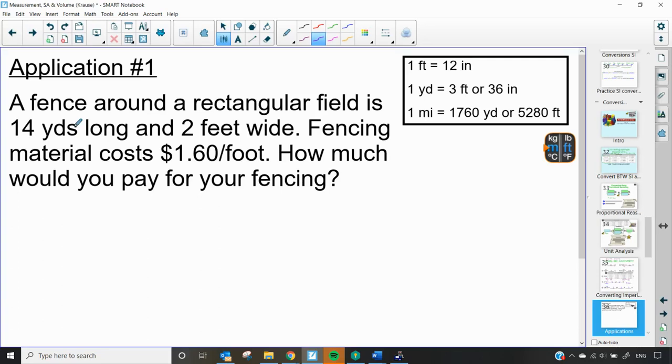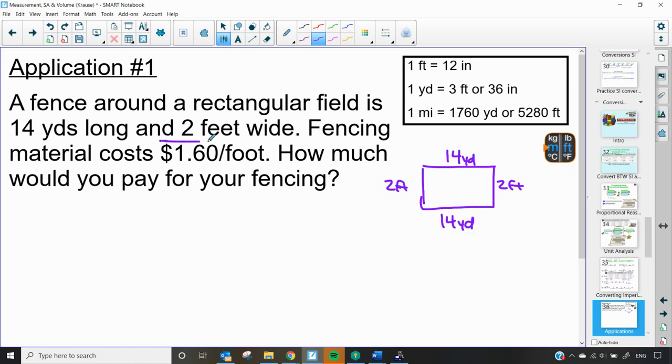All right, so application number 1, we have a fence around a rectangular field. It's 14 yards long and 2 feet wide. The fencing material costs $1.60 per foot, and we want to know how much you would have to pay for your fencing. So we start by setting up our rectangular field and labeling our sides. So we have 14 yards, 2 feet, 14 yards, and 2 feet.